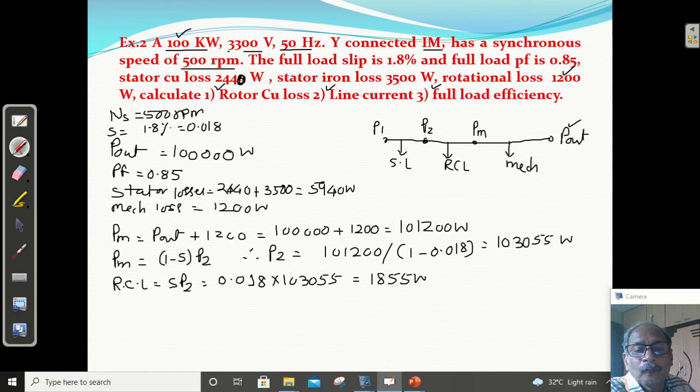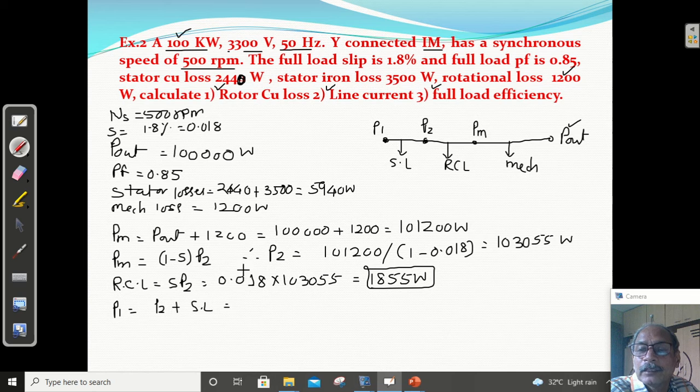1855 watt. So in this way we will calculate the rotor copper loss. That is the answer. Now P1. P1 equal to what? P1 we have to calculate. P2 is known plus stator losses are known. You can calculate P1. So P1 equal to P2 plus stator losses.